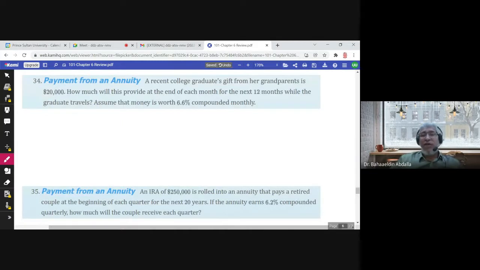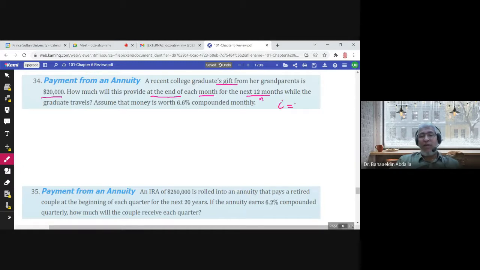A recent college graduate's gift from her grandparents is $20,000. Okay, so this is a gift, and she has the $20,000 now. How much will this provide at the end of each month, an ordinary annuity, for the next 12 months? So n is 12 because everything is in months, while the graduate travels. Assume that money is worth 6.6% compounded monthly.